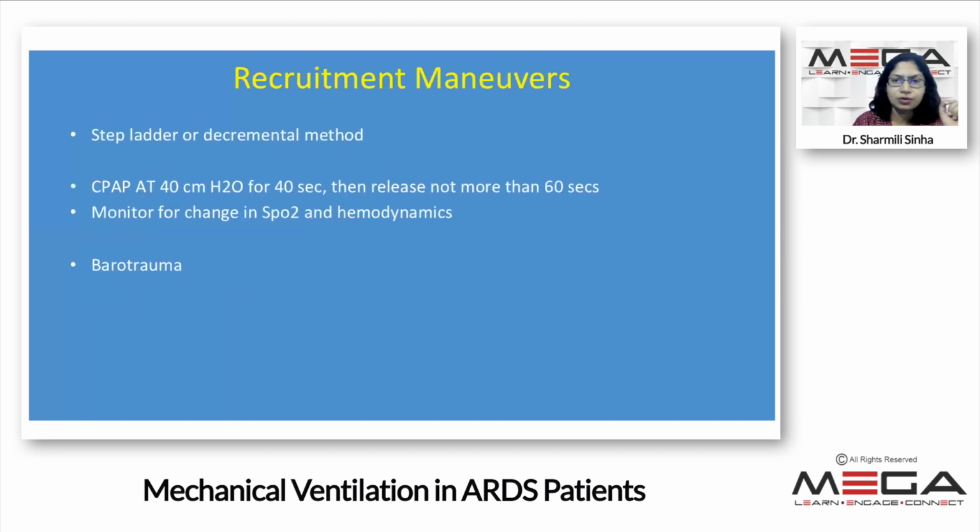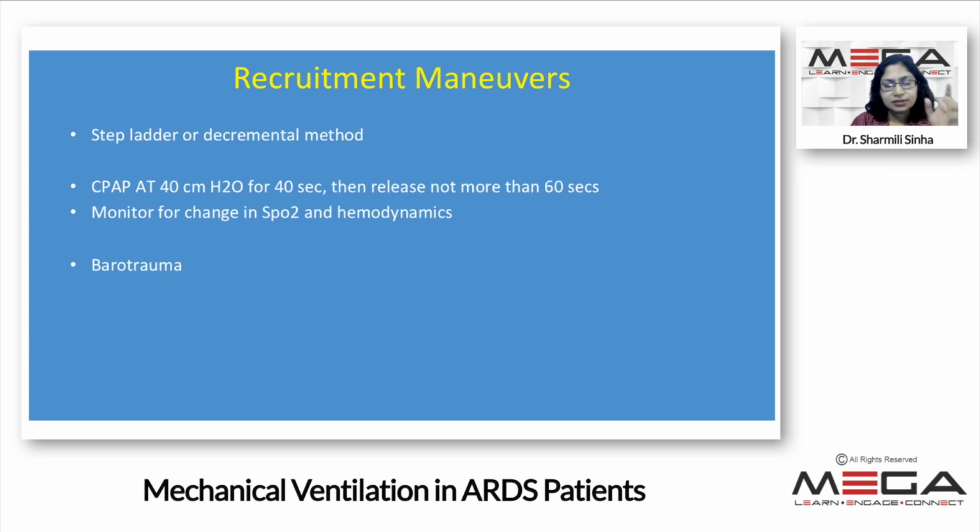Now, if at all you are doing it, how do you do it? There is a step ladder or decremental method. In the step ladder method, we increase the PEEP gradually. Say, suppose you have set it at 10 or 12, you gradually go up to 40. Or in the decremental method, you increase the pressure up to 40 centimeters of water, keep it there for 40 seconds, preferably not more than 60 seconds, and then see what is the difference in the saturation and the hemodynamics. If saturation is improving and hemodynamics are stable, then the patient would benefit from recruitment maneuvers. But if not, there is no point in trying that repeatedly.